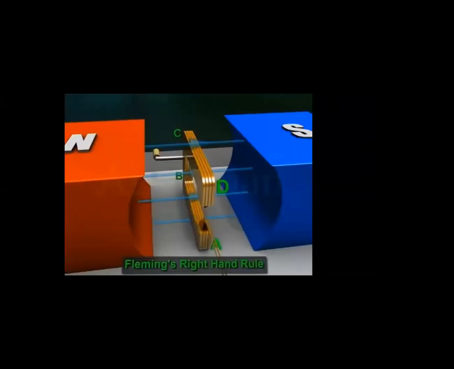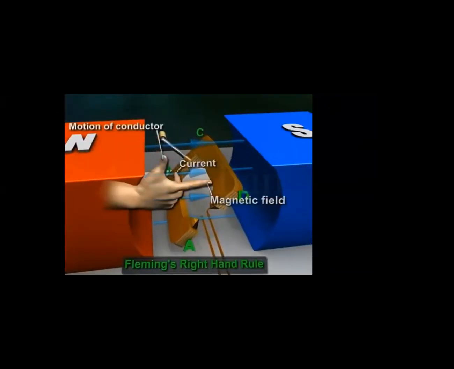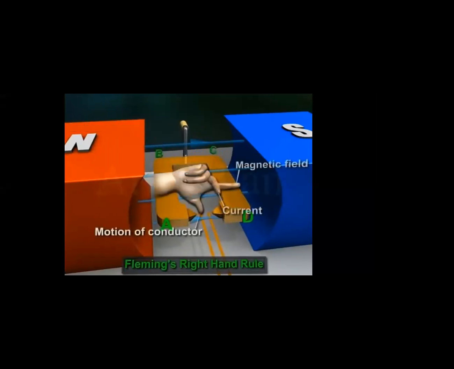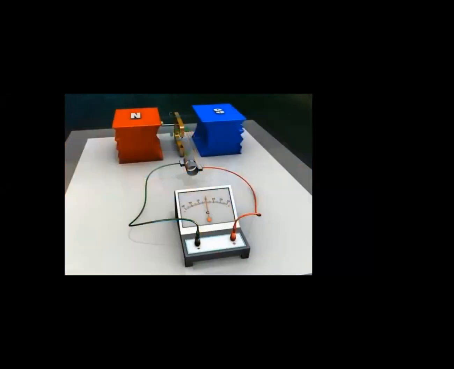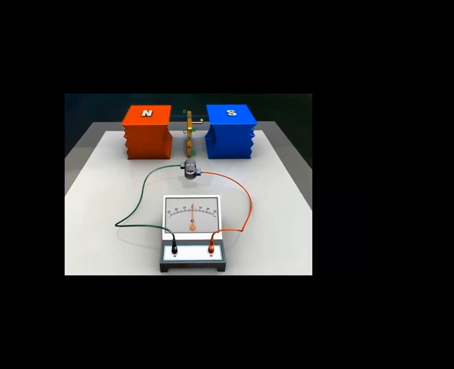Moves down. Again, one remains right-hand rule. Current will flow in the direction ABCD, that is, from P2 to P1 through the galvanometer. Thus, the induced current changes its direction every half rotation.